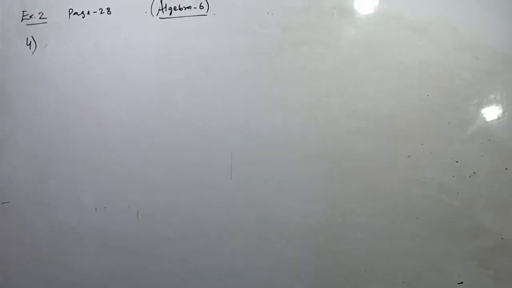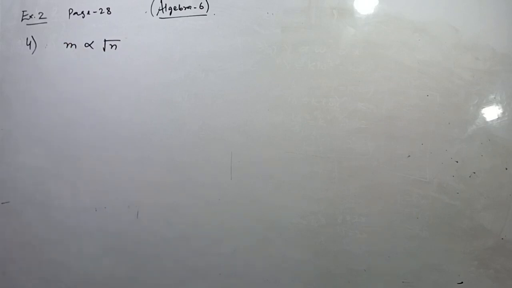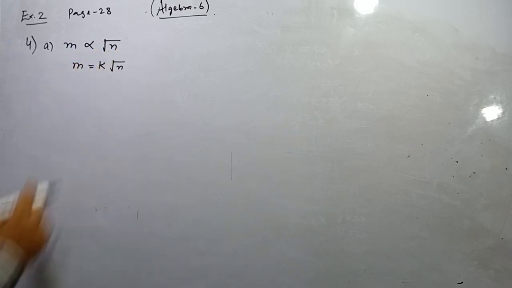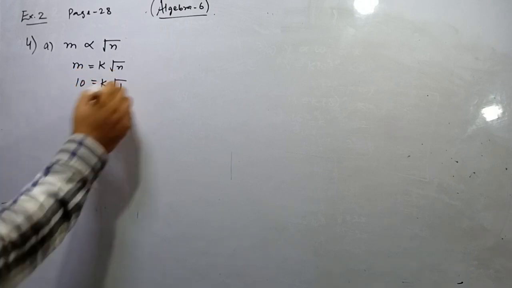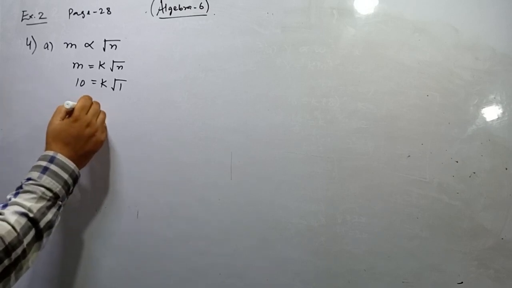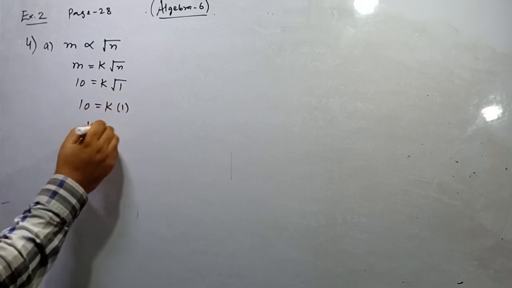Look at question number 4. M varies directly as the square root of n. So I can write M is directly proportional to the square root of n. If M is equal to 10 when n is equal to 1, find the formula for M in terms of n. So M is equal to K square root n. M is equal to 10 and n is equal to 1. I'm doing the substitution here. So 10 is equal to K, since the square root of 1 is only 1. That is, K is equal to 10.